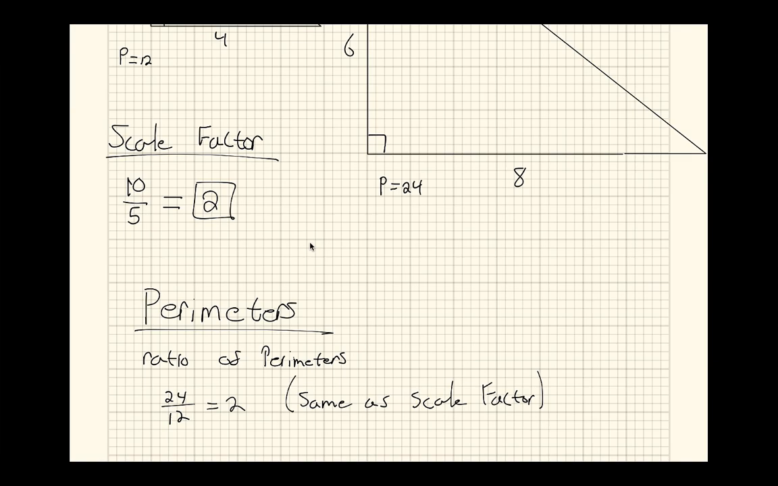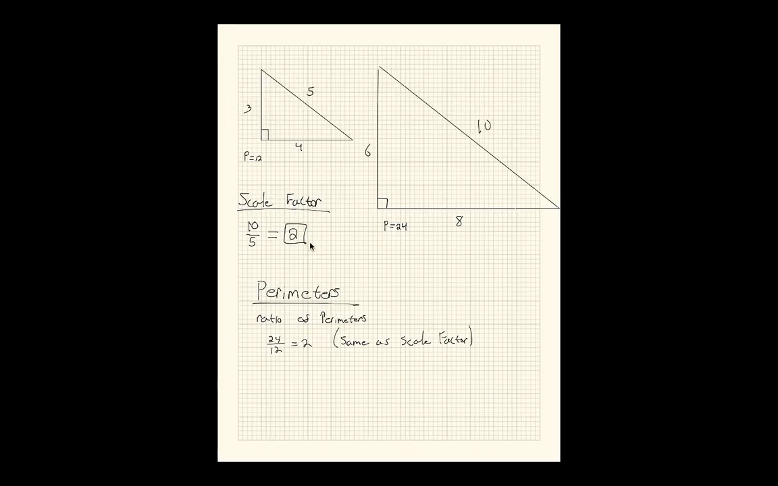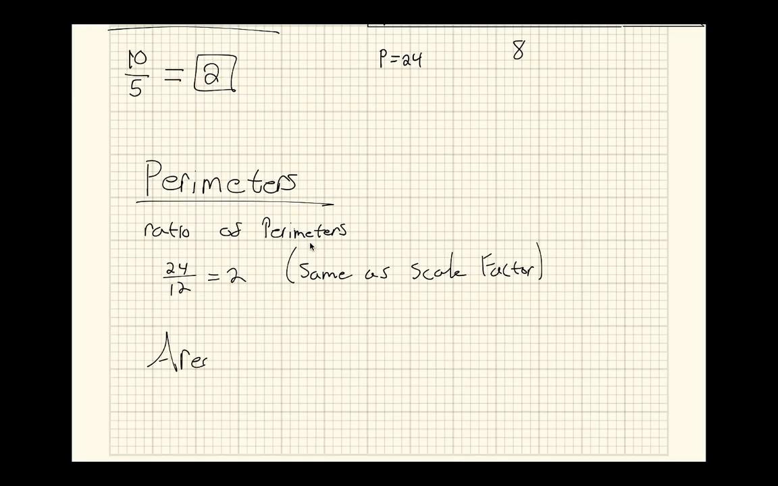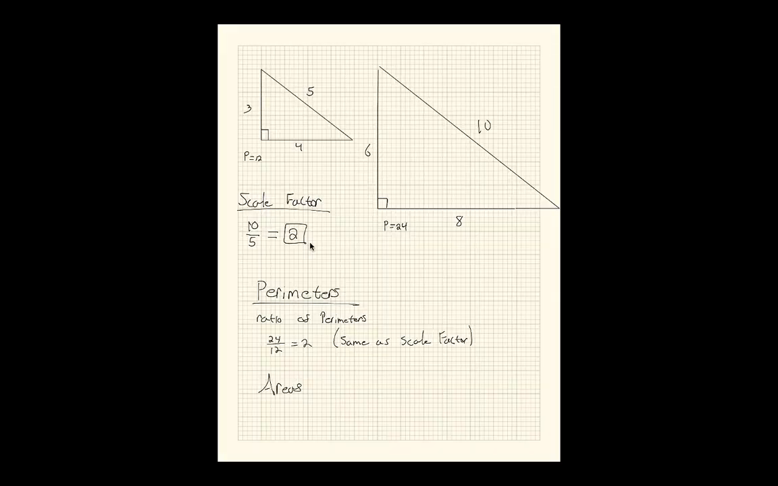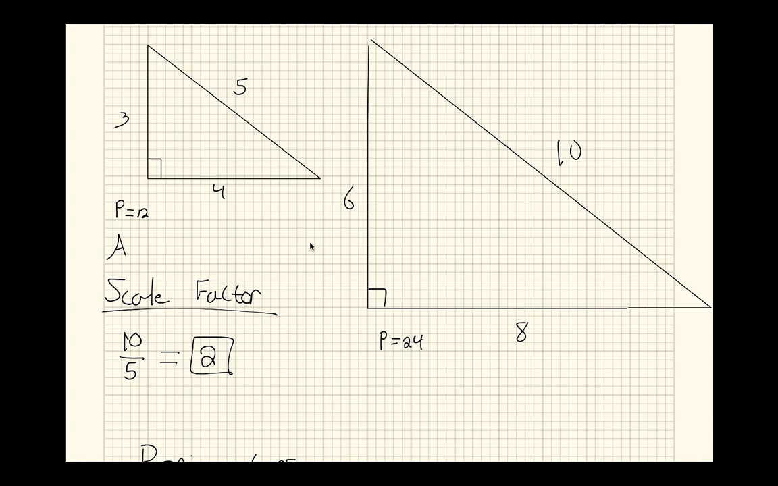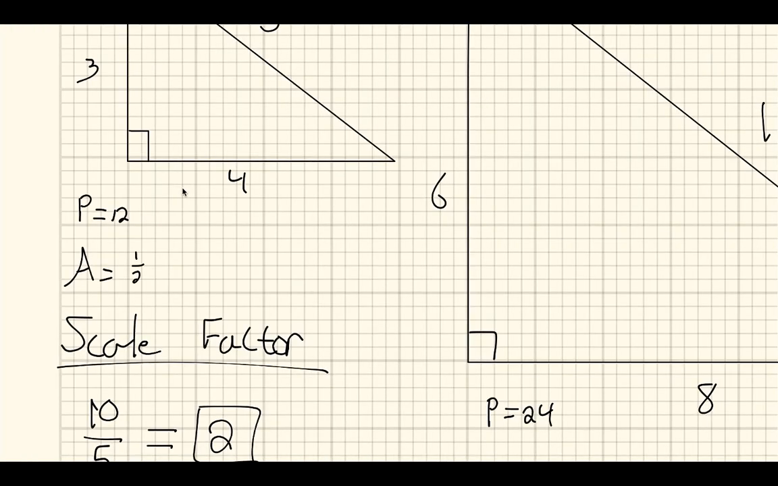Now, what's different is the ratio of areas. What I mean by that is, well, let's just find the areas, and I'll explain. The area of the smaller one: remember, the base is 4 times the height here is 3, divided by 2. So 1/2 of 3 times 4 is 12, divided by 2 is 6.